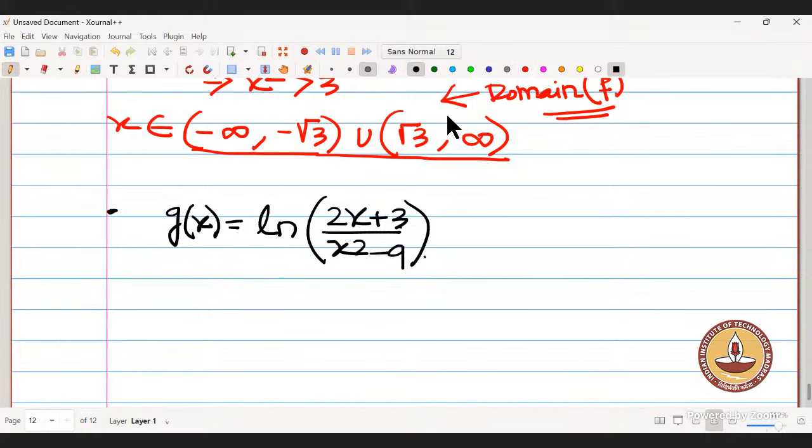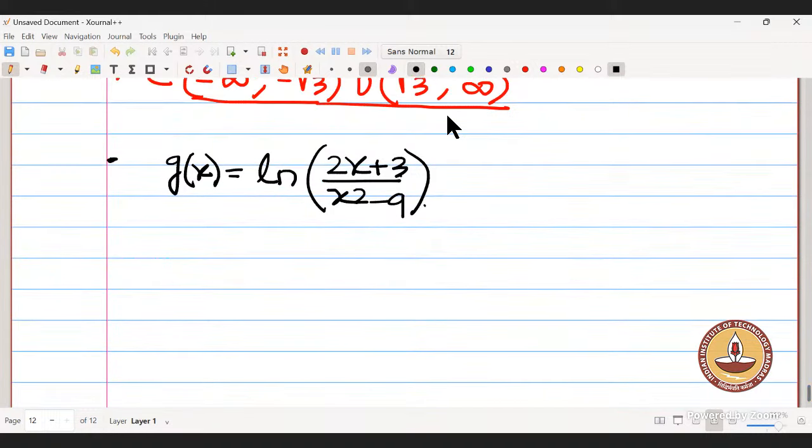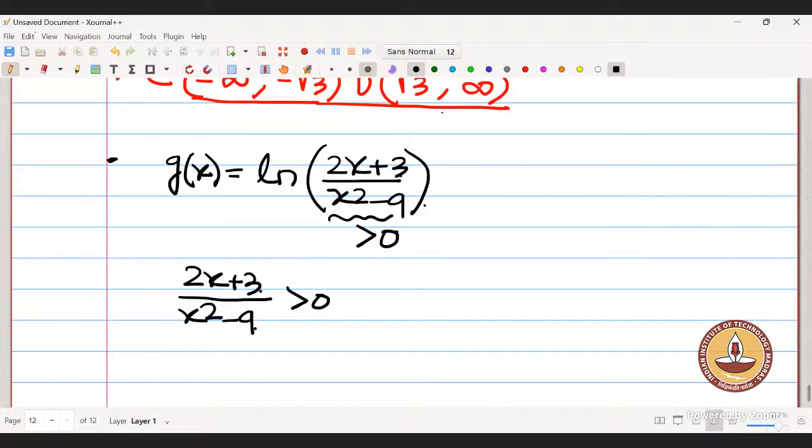So what we need to make sure is that this part is greater than 0, right? Right. So that means (2x plus 3) divided by (x square minus 9) should be greater than 0, right? Yes, sir.